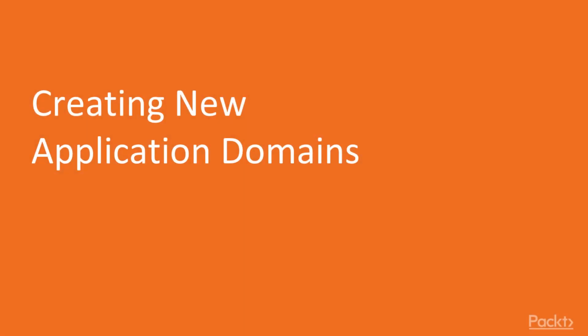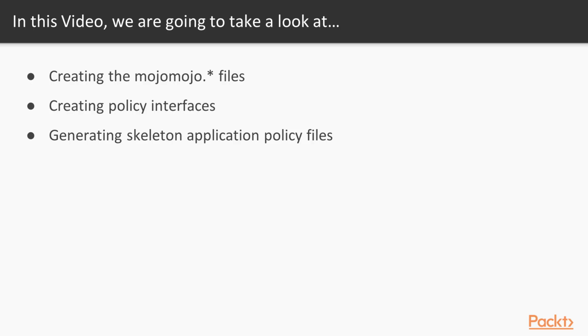Hi, we're now at the 5th video of this section, creating new application domains. In the previous video, we learned how to create new roles and user domains. In this video, we'll first create the Mojo files, and then policy interfaces. We'll also see how to generate skeleton application policy files.